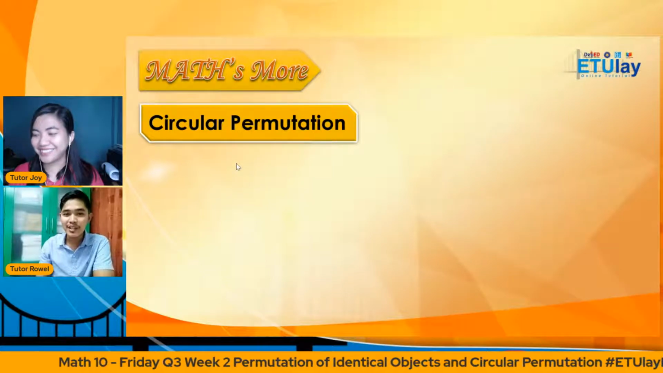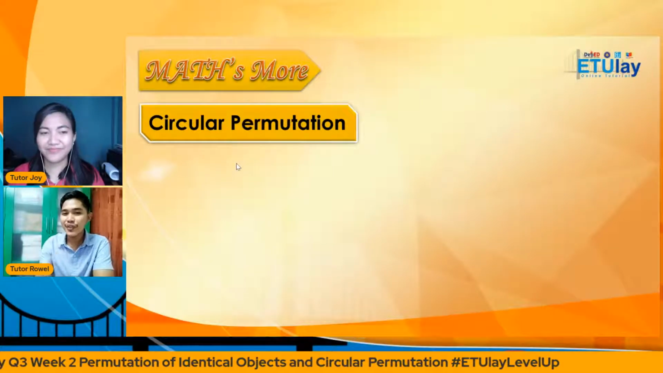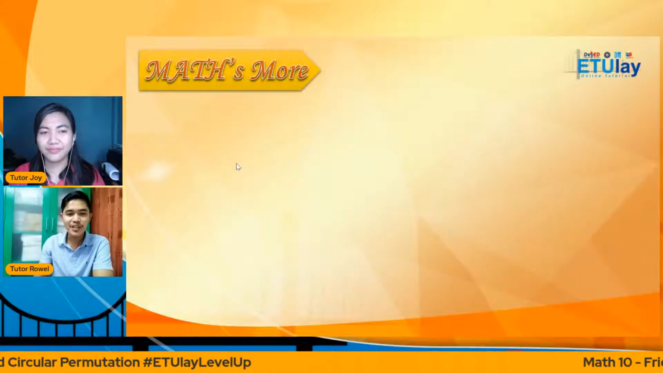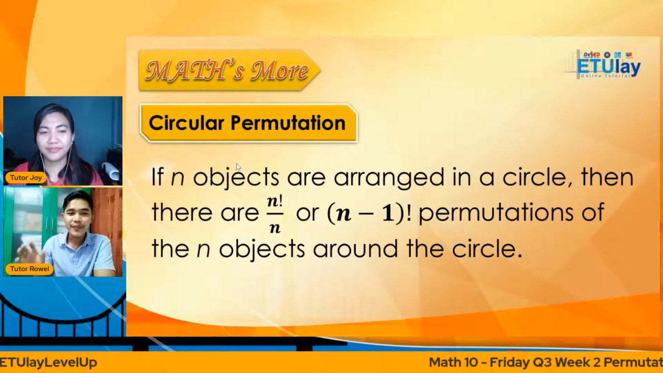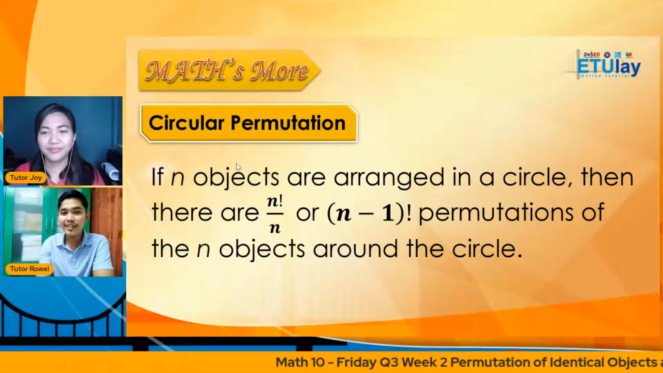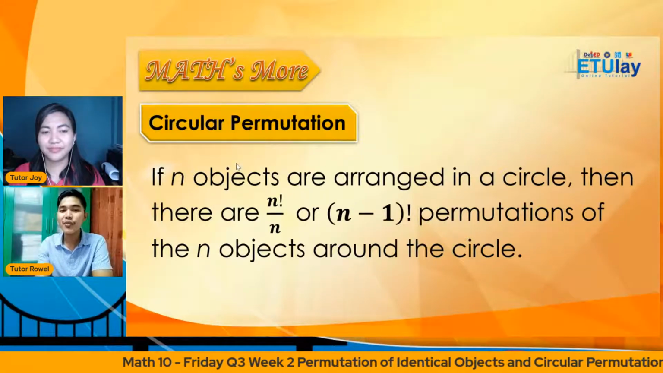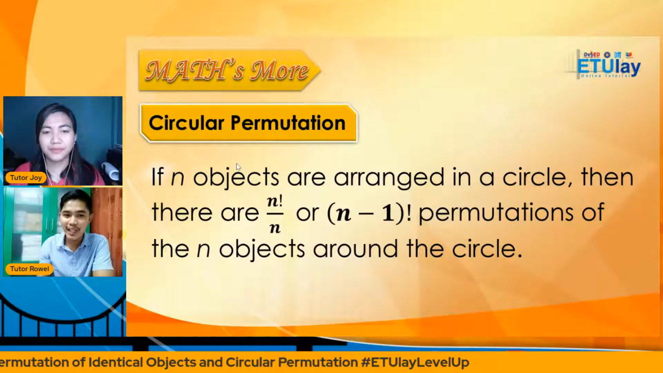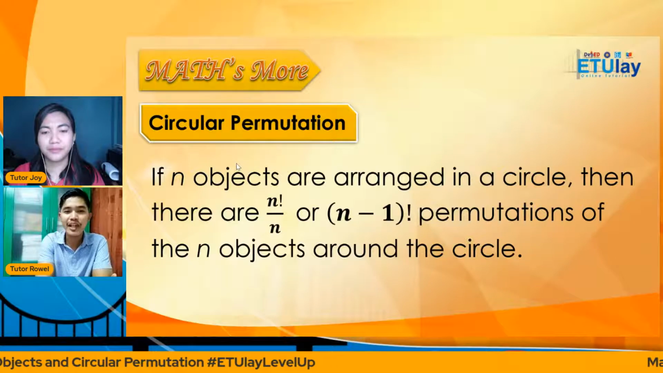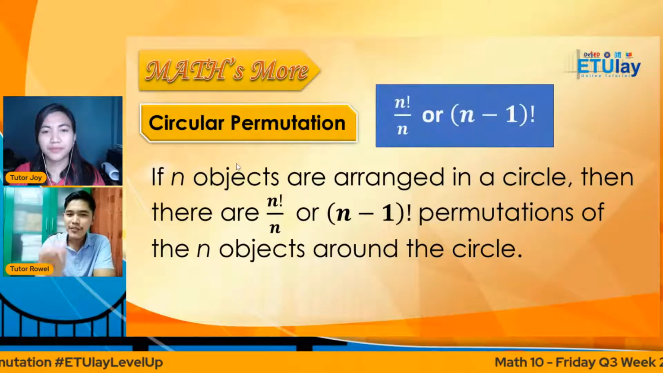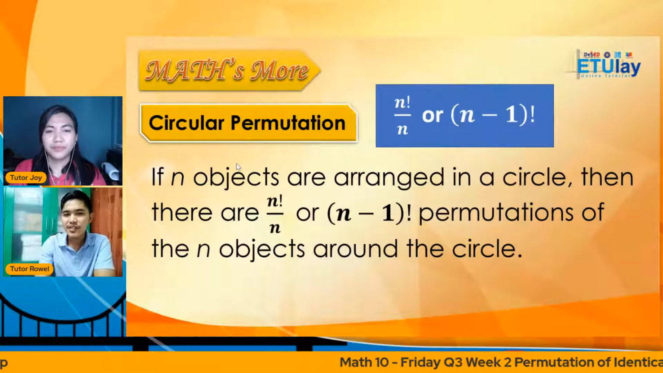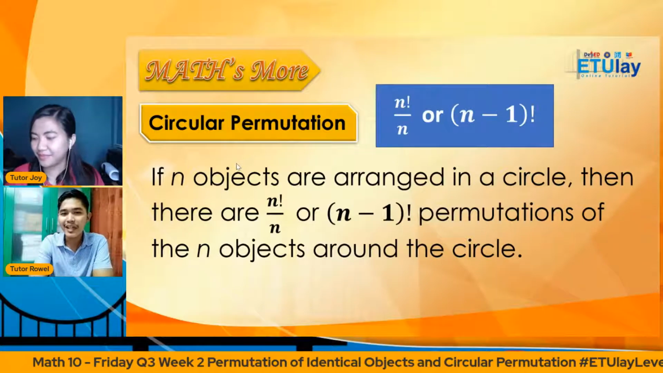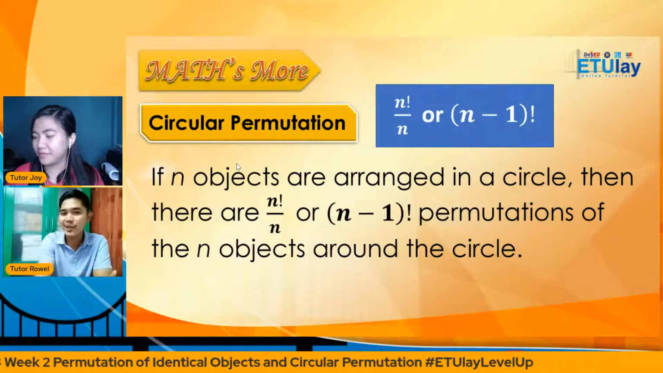O, kung mapapansin po ninyo, from 5 persons, magiging 4 factorial yung gagamitin nating solution. In short, ang circular permutation, that is, if n objects are arranged in a circle, then there are n factorial over n, or yung isang formula, pwede maging n minus 1 factorial permutations of the n objects around the circle. Ulitin natin. Pag may 5 objects na i-arrange sa isang circular rotation, magma-minus 1 lang tayo. Kung 5 yon, minus 1, 4 factorial.